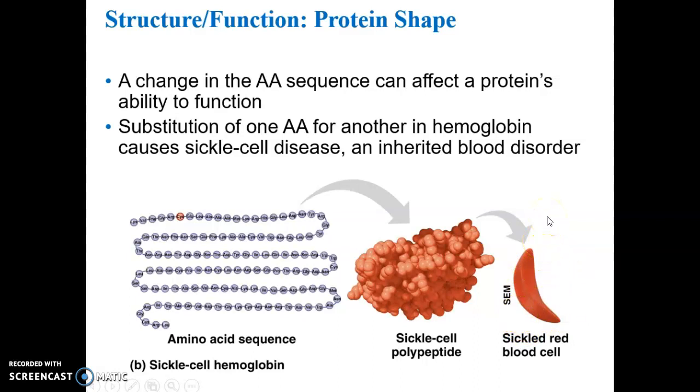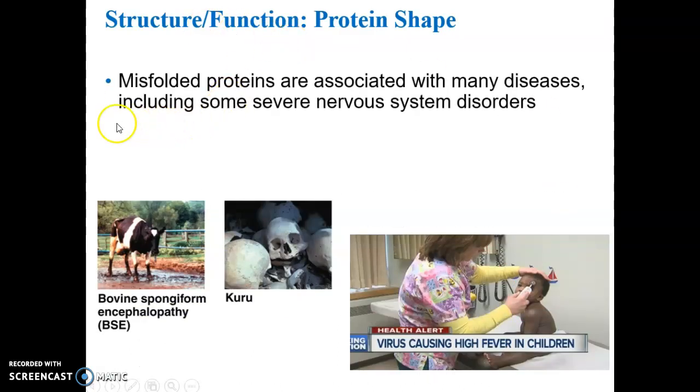and can cause numerous health problems in humans. Okay. So other mistakes that are problematic, misfolded, misshapen proteins are associated with lots of disease, including some severe nervous system disorders, such as mad cow disease and Kuru. The basic problem with mad cow disease, technically bovine spongiform encephalopathy: if the incorrect food gets into the cow's dietary feed, it can cause mad cow disease.